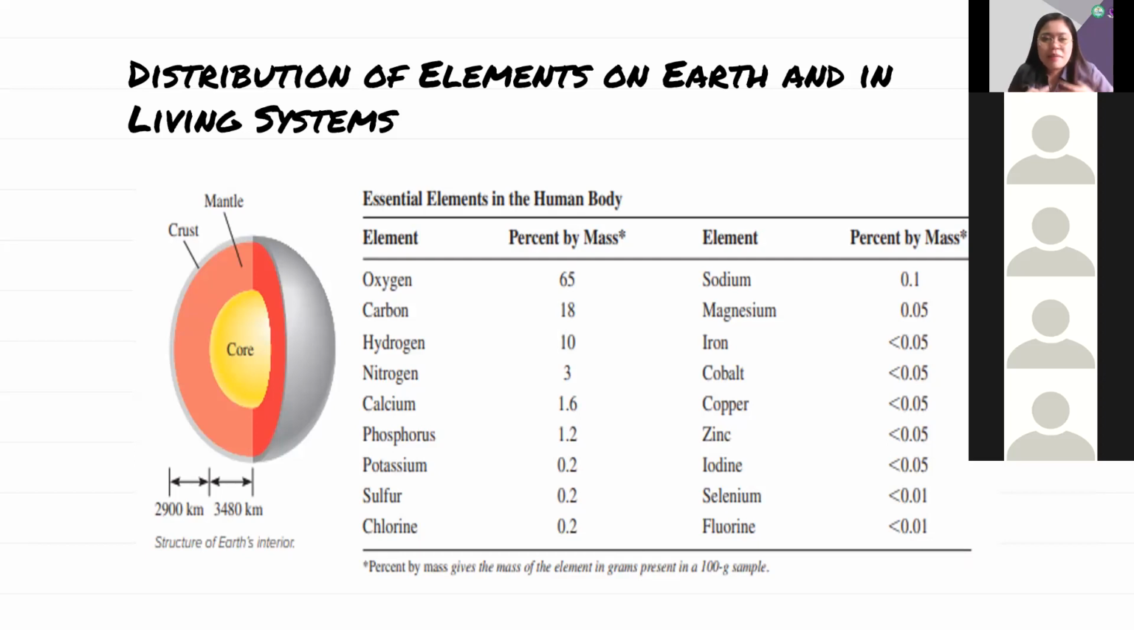Syempre, the element na kailangan natin pinakadaghan sa atuang lawas, class, kay si oxygen. And then nakapasunod na siya carbon, hydrogen, nitrogen, and so on. So we also need other elements. Dili lang oxygen ha, we even need fluorine, we even need selenium or even the iodine. Kailangan natin yan siya in the body but in small quantities only.